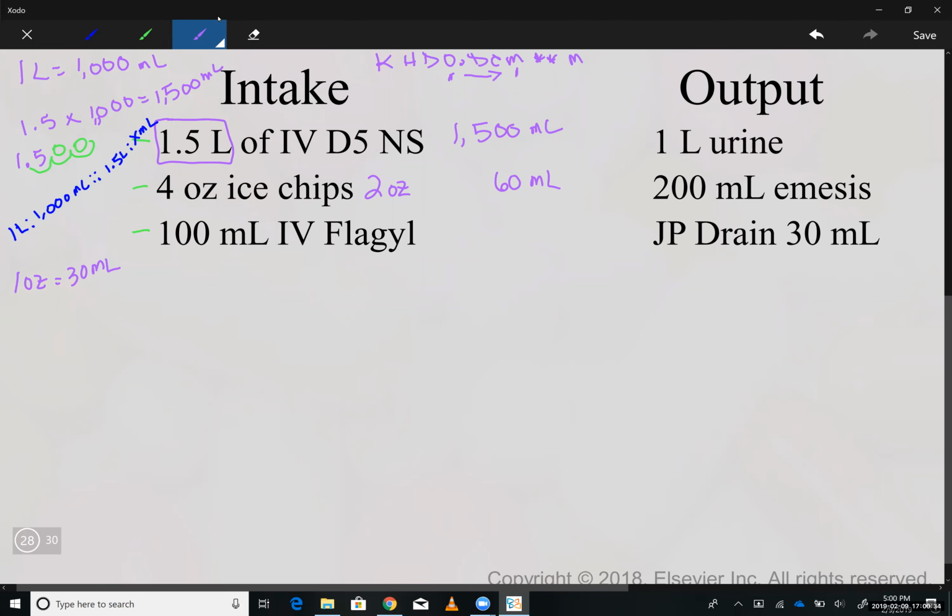Then I have my 100 milliliters from this IV medication. So my total is going to be 1,660 milliliters for my intake. And that is what you would record on the patient's chart.